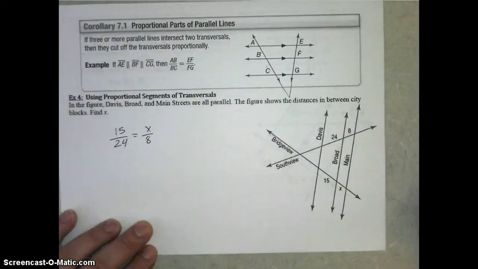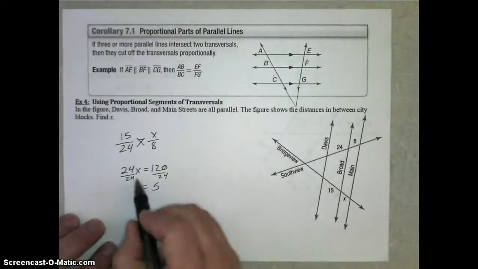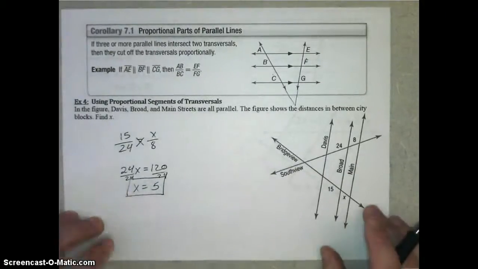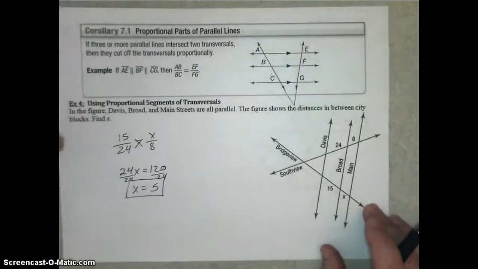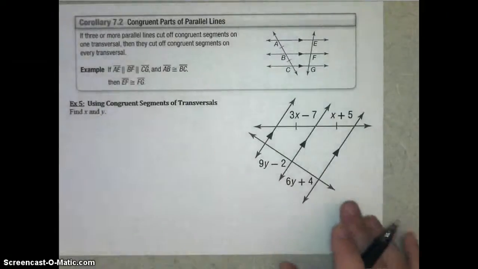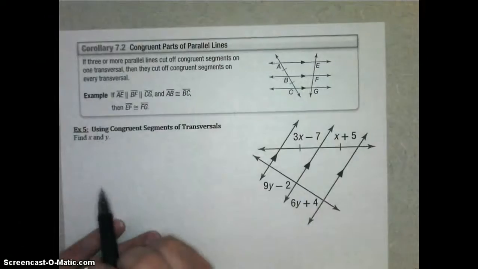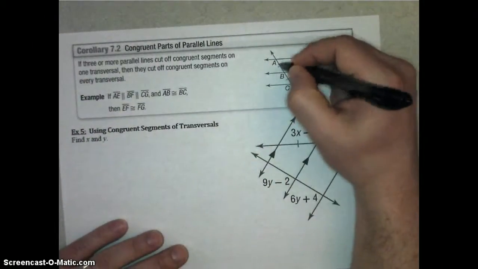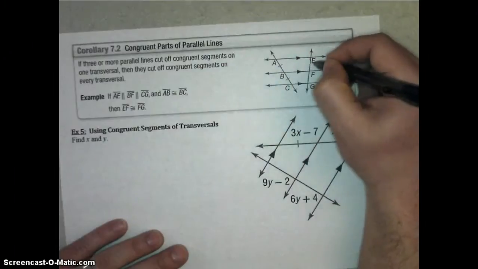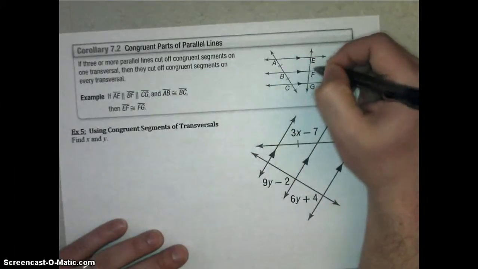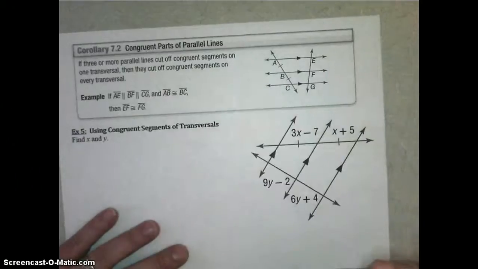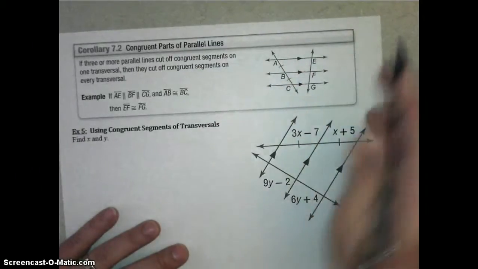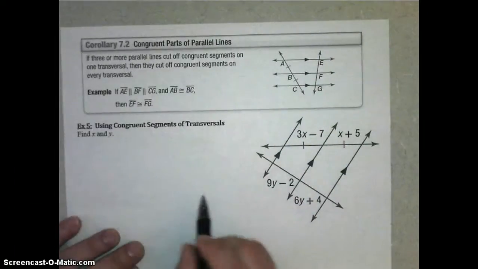Okay, this is what we should get. When you cross multiply, 24x equals 120, and when we solve, x equals 5. Okay, now from that we get this other corollary about congruent parts of parallel lines. If we know that AB is congruent to BC, then that ratio becomes 1 to 1, so this ratio must also be 1 to 1, so these would actually have to be congruent. And we can actually eliminate having to solve a proportion when we do this by just, if these are congruent, then these are congruent.